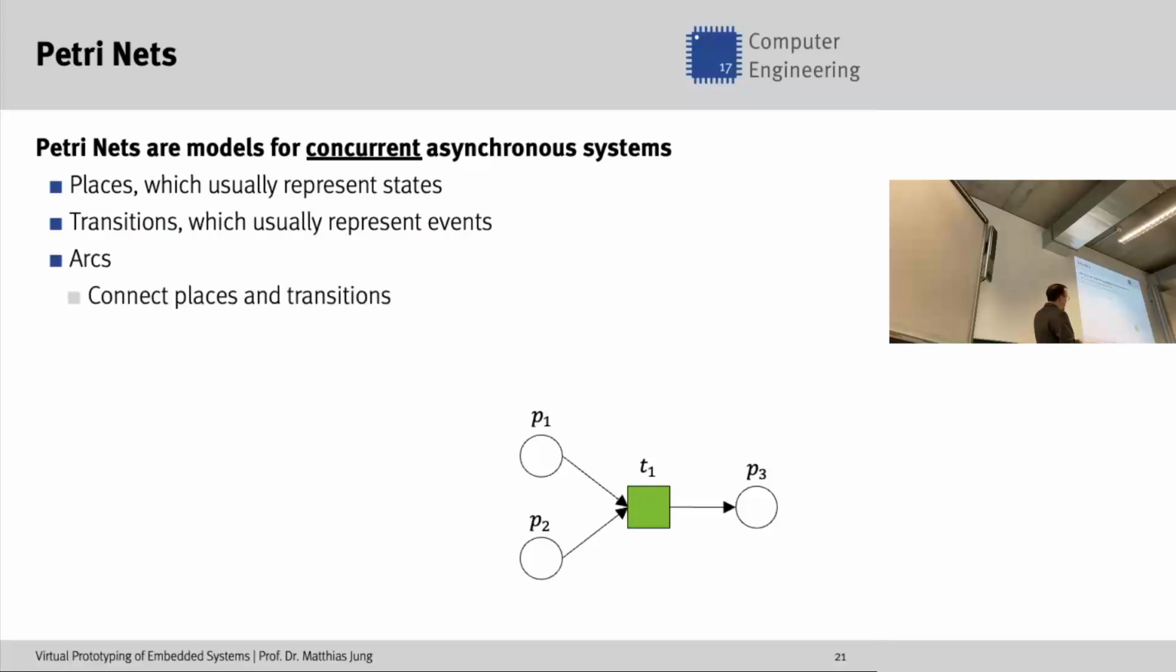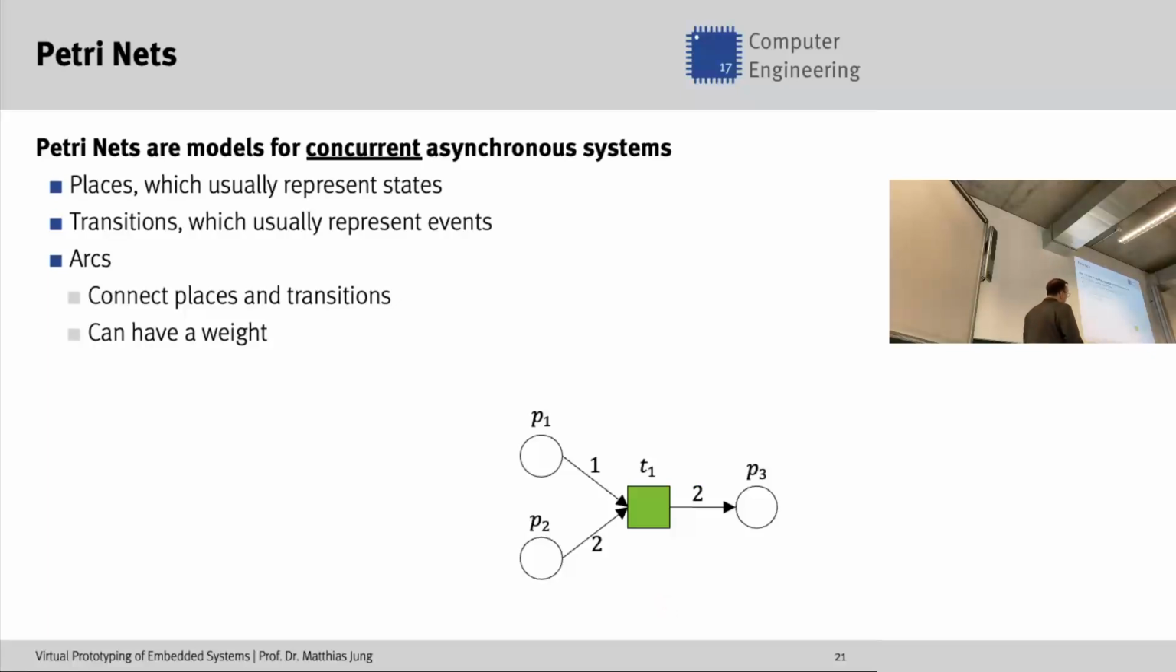And then we have arcs. So this is also interesting. This is also directed. And these arcs connect places and transitions. And it's always in that way that a place connects to a transition and a transition then to a place. It's never the case that two places are connected or two transitions are connected. So you always have from place to transition and from transition to place, but never from place to place or transition to transition.